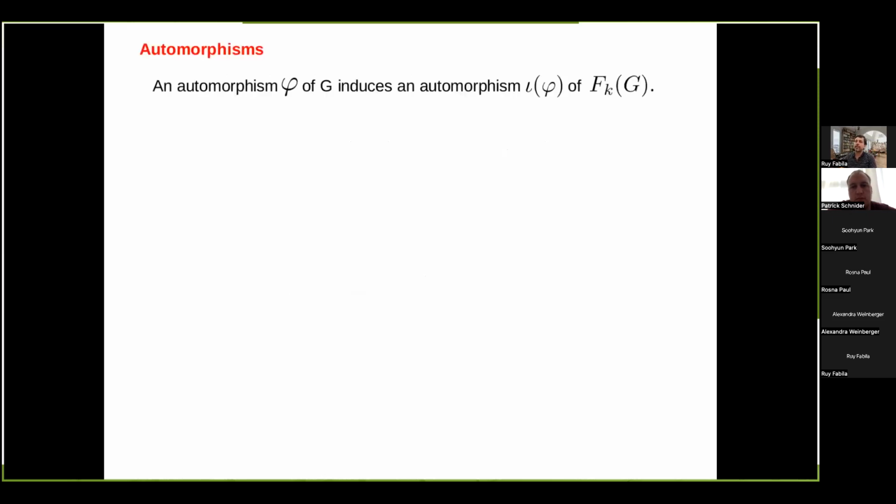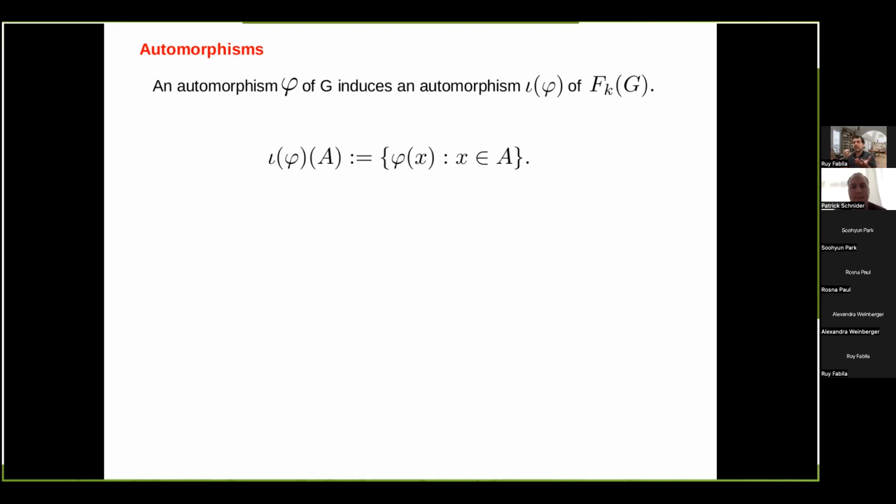And interestingly enough, this is related, unsurprisingly, to the automorphisms of the graphs. So take an automorphism of G. An automorphism is just a bijective function from the vertices of G to itself that preserves the adjacency relationship. And now clearly an automorphism of G induces an automorphism of the token graph. And the way to do it is you just apply it vertex-wise.